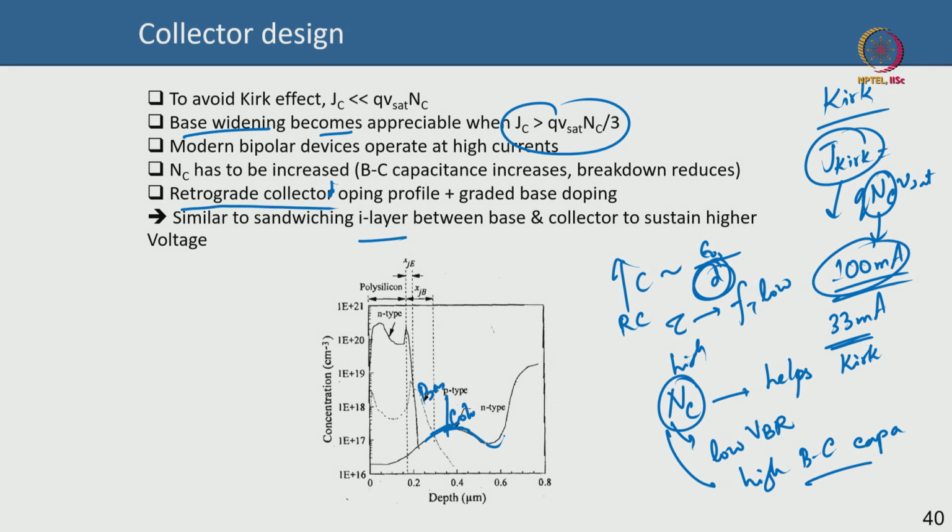So, you tailor the collector doping profile in order to get a higher voltage as much as possible without sacrificing the Kirk effect too much. This is a part of the collector design.